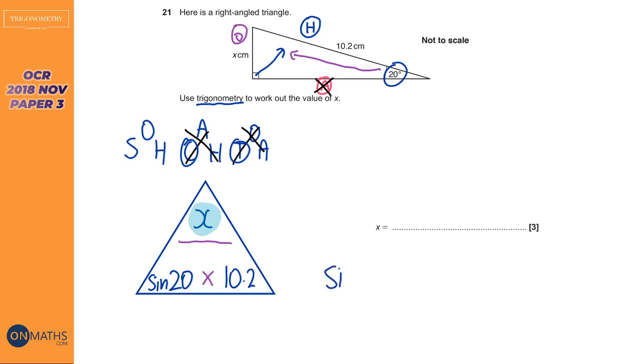When you type in sine, it will automatically open a pair of brackets. Then we're going to type in 20 times 10.2. Now do you see what happened there? We did sine 20, and when you click sine, it opens the brackets. When you press equals, it will automatically close that bracket, and that's not right. We're not signing the whole thing. So on your calculator, make sure when you click sine 20 that you close that bracket first.